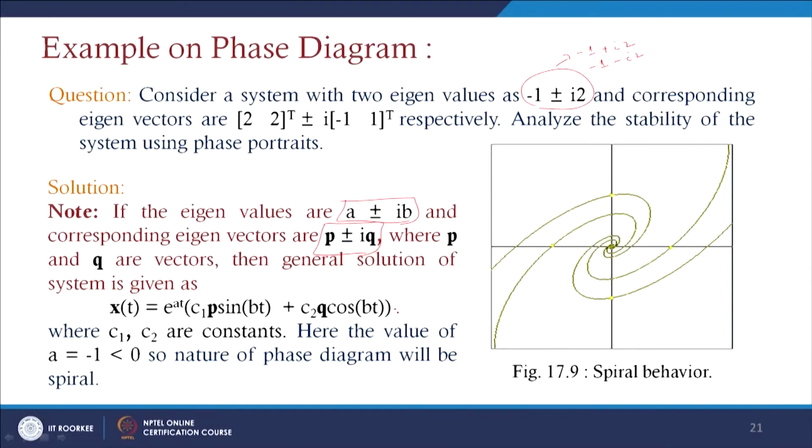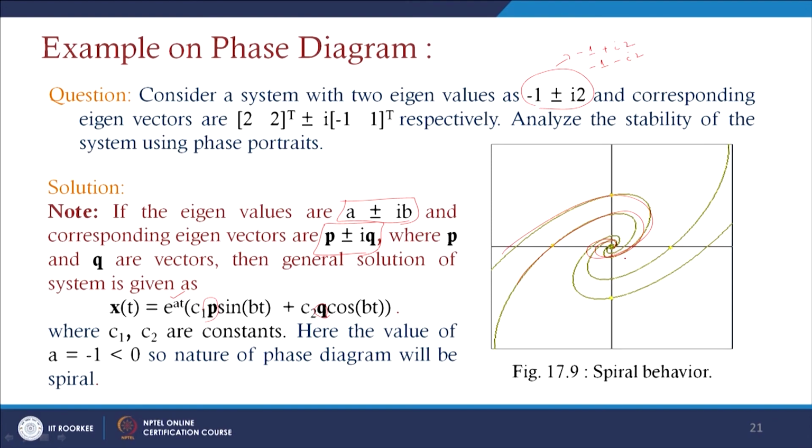Obviously c1 and c2 are constants, and the root is coming in the form of a plus or minus i beta. That is why it is written as e to the power a t, c1 p sin b t and c2 q cos b t, where p and q are the associated eigenvectors. If a equals minus 1, suppose, then the nature of the phase diagram will be spiral. It moves in this fashion.